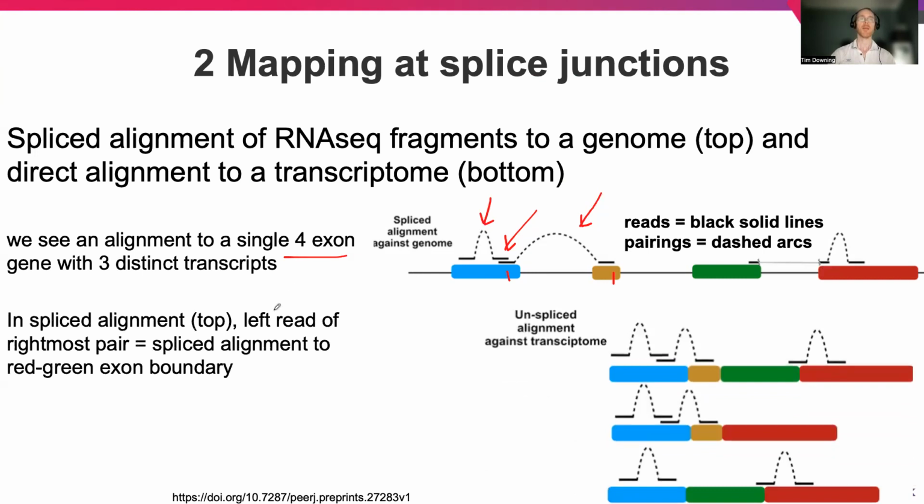So we can see that the left read of the rightmost pair, that's this one here, is mapping over this boundary. So it's mapping over the splice junction, and therefore we need to consider the type of splice junction that's present here at this boundary when mapping it to a reference transcriptome. So this is a reference transcriptome.